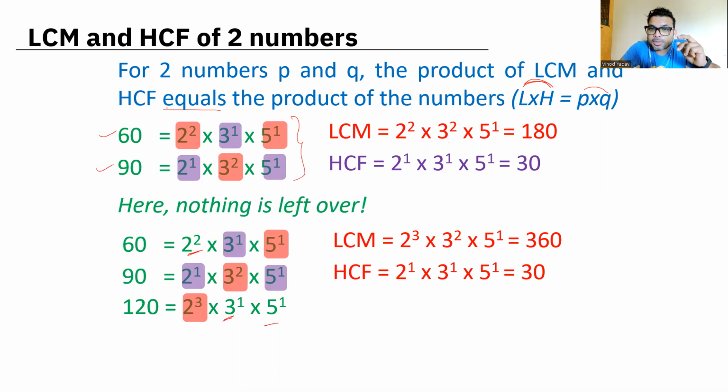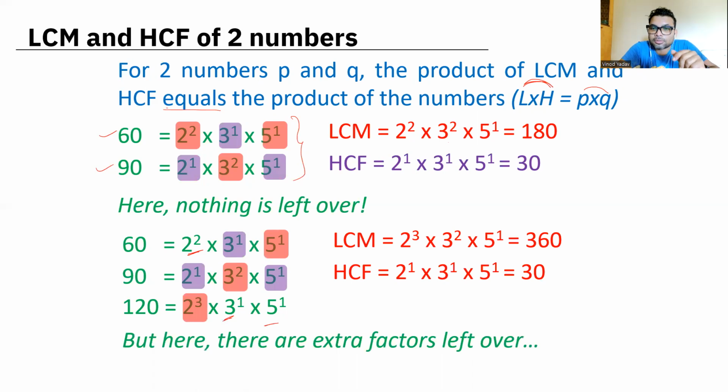So in case of two numbers, nothing was left over. In case of three numbers, something was left over. So this result holds true only for two numbers. Remember this. Okay. So product of two numbers is product of their HCF and LCM.